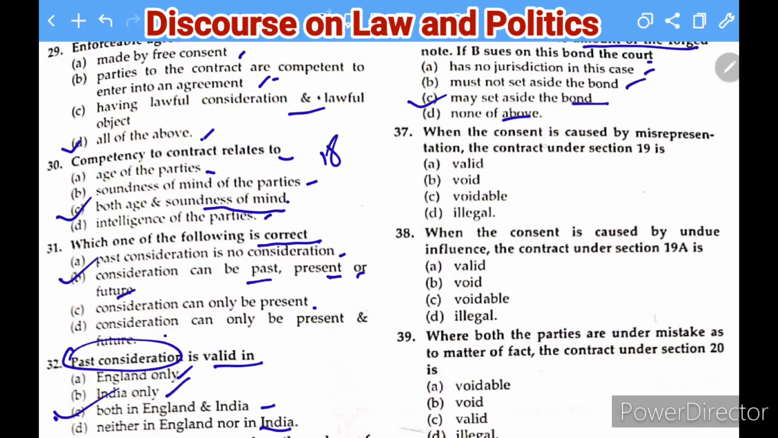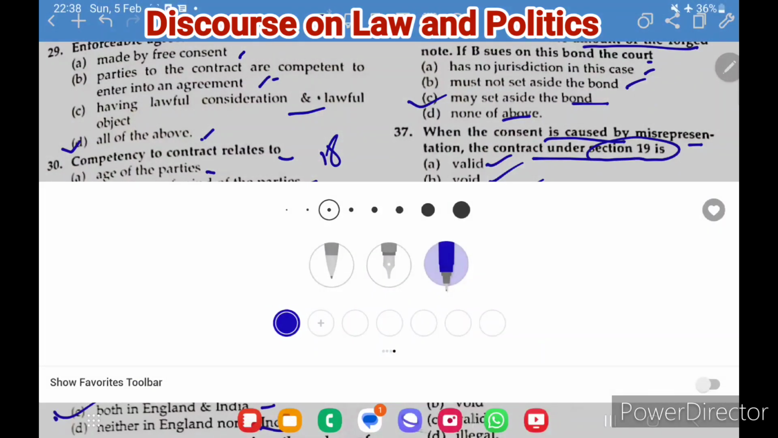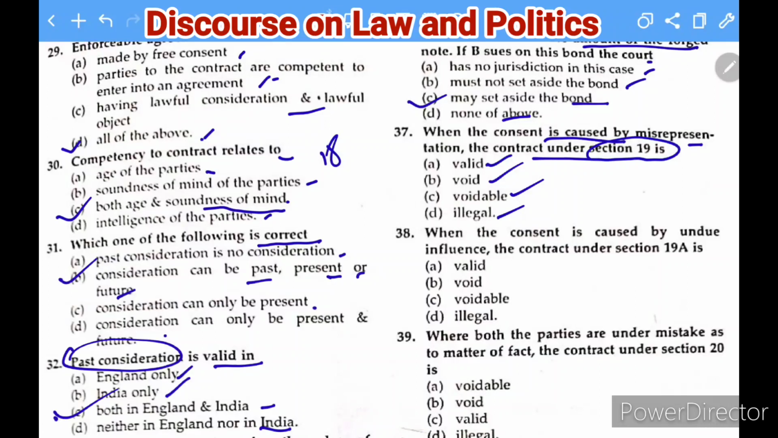Coming to the next question, when the consent is caused by misrepresentation, the contract under section 19 is valid, void, voidable, or illegal. So which is the correct answer? Just give your answer in the comment box. I am waiting for your response here. So whether the contract would be valid, void, voidable, illegal, what would be the consequence to the contract? Yes, it is going to be voidable.